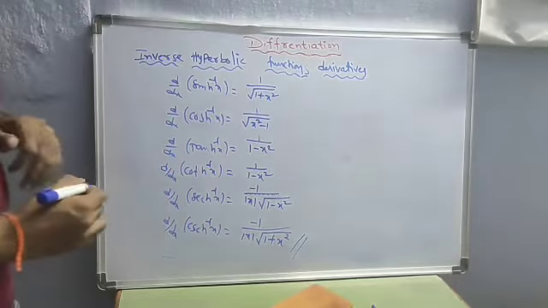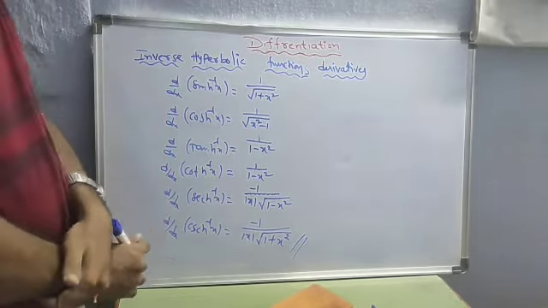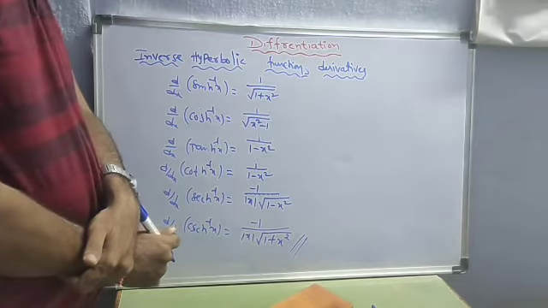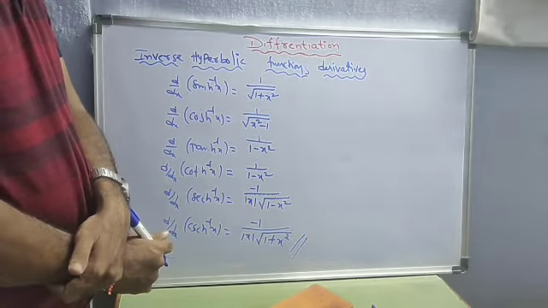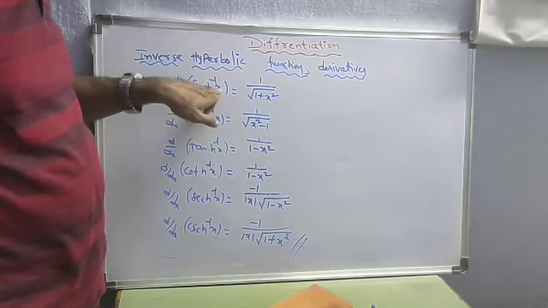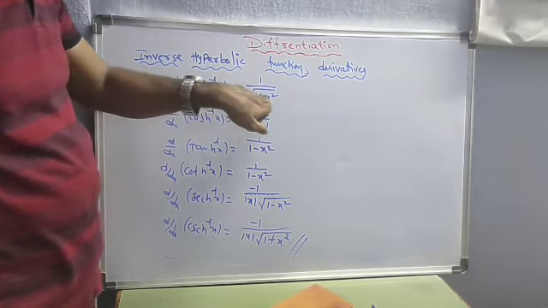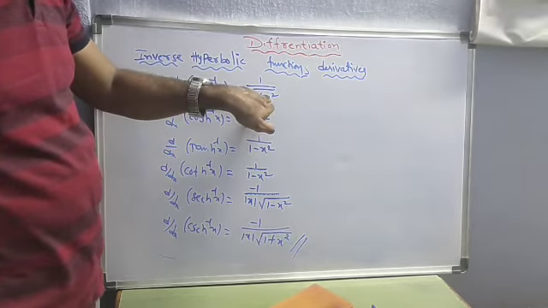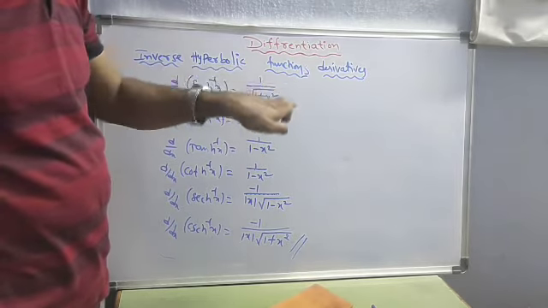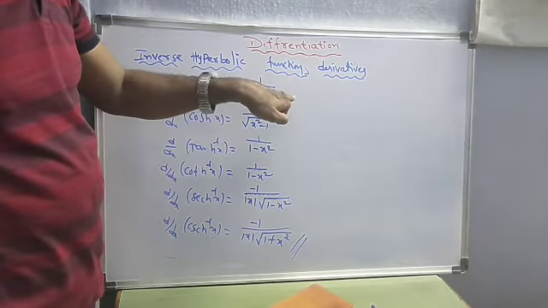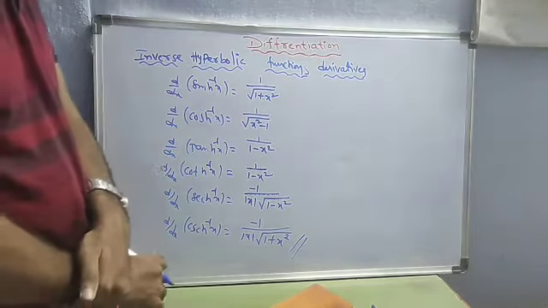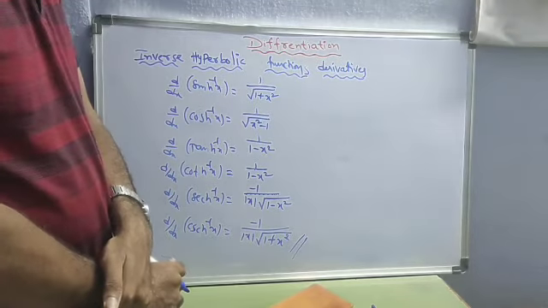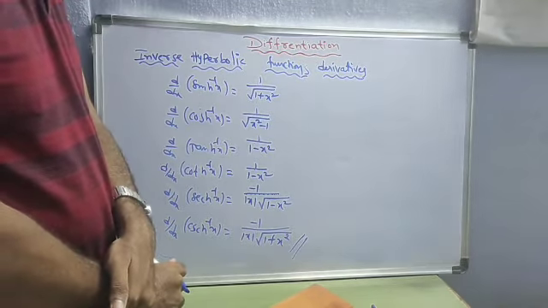Okay, so these are the standard formulas for inverse hyperbolic functions' derivatives. Already I told you, in the place of x, if you take f of x, here also you have to write f of x into d by dx of f of x. If you write like that, that will become generalized formulas.